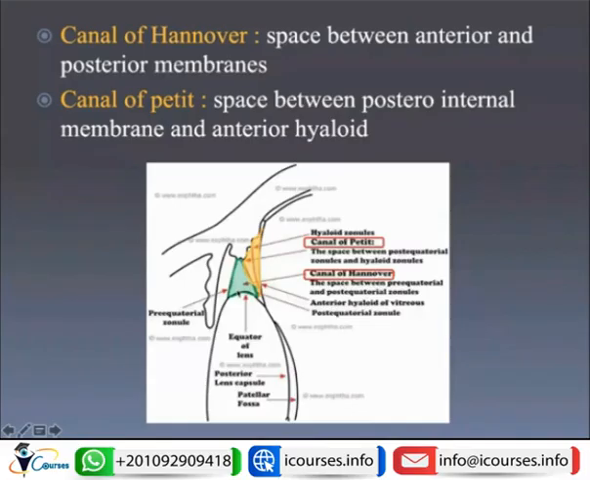So you can just remember it like anterior and posterior. The anterior space of the zonule is called the canal of Hannover, while the posterior space of the zonule is called the canal of Petit.